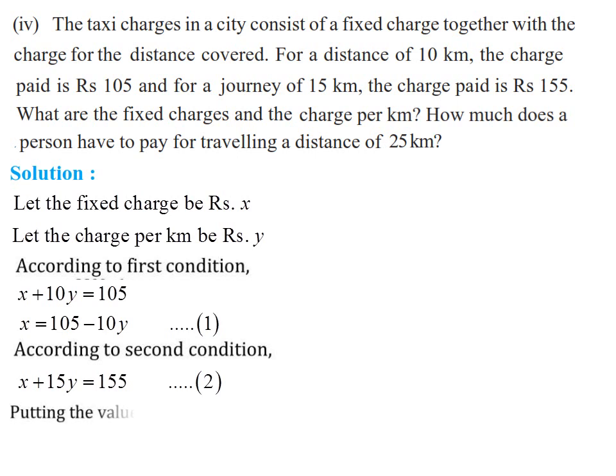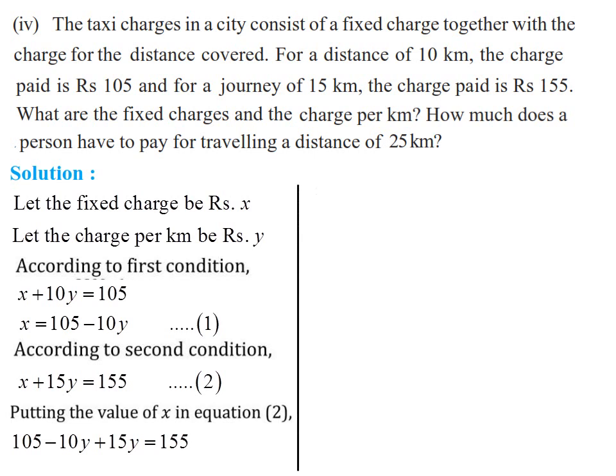Again, from the first equation, put the value of x in equation number 2. So I will get 105 minus 10y plus 15y equals 155. So minus 10y plus 15y will become plus 5y, and 155 minus 105 will become 50. So we get 5y equals 50, which implies y equals 10. So we will get the value of y.